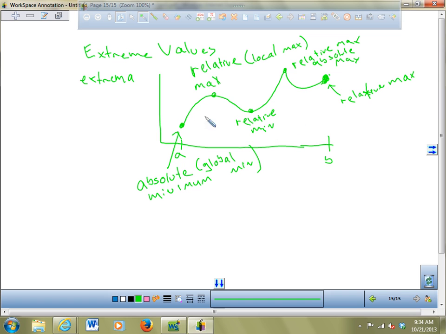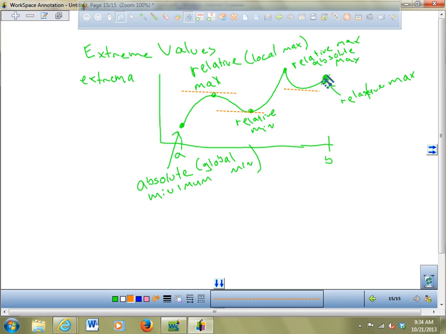So when you're doing these things, you always have to check at the endpoints. That's the thing that people always forget. Check after you find out where the derivative is 0 or undefined, which we're going to talk about. Then you also need to check what's happening at the endpoint. Now notice, at this point, the slope is 0, and at this point, the slope is 0. And, oh, I forgot this relative minimum right there, didn't I?